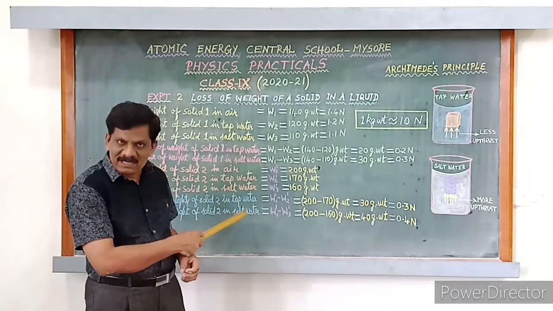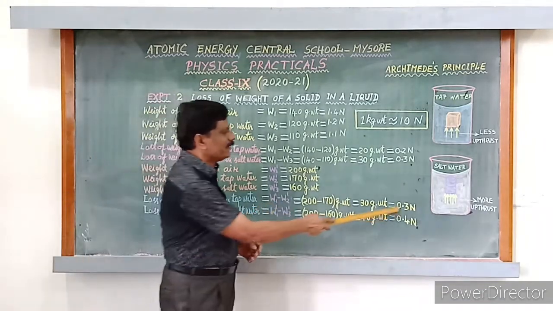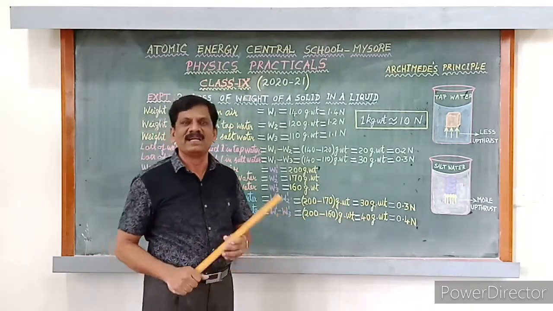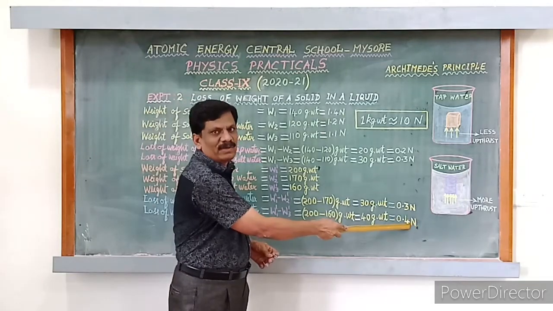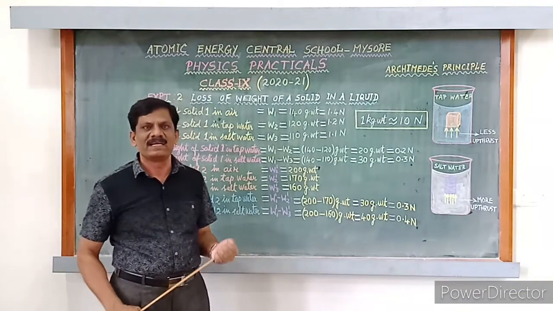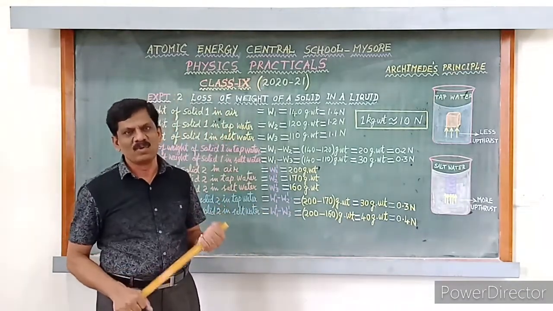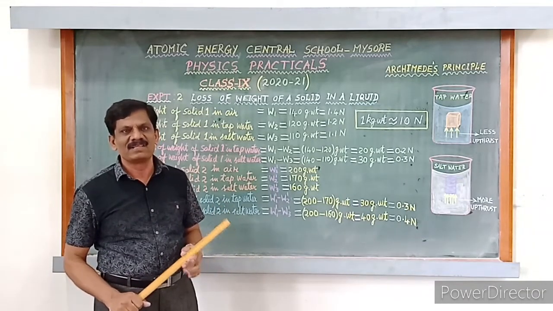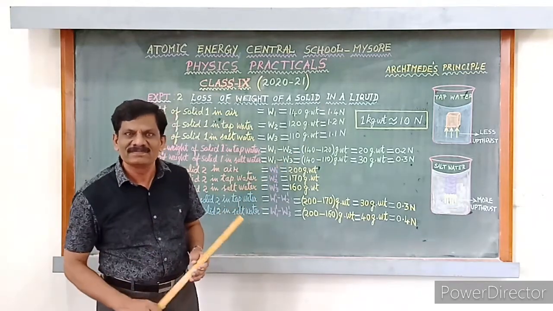Similarly, you look at the second solid also. What is the loss of weight of the second solid in tap water? It is 0.3 Newton. What is the loss of weight of the same solid 2 in salt water? That is 0.4 Newton. So from this, we have to understand the fact that as the density of the liquid increases, the loss of weight will be more. Why? What is the reason for this? I am going to explain with the help of the diagram. Are you ready? Okay.